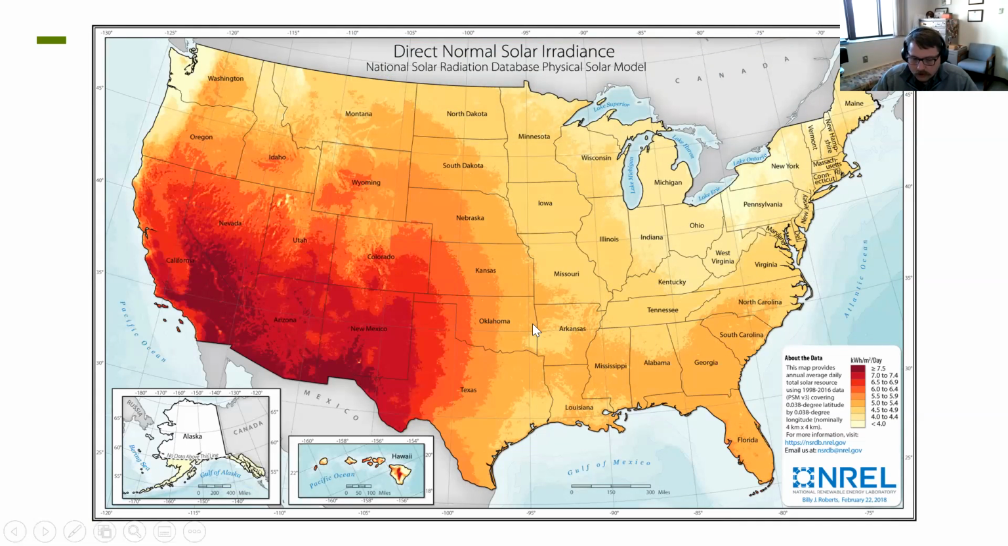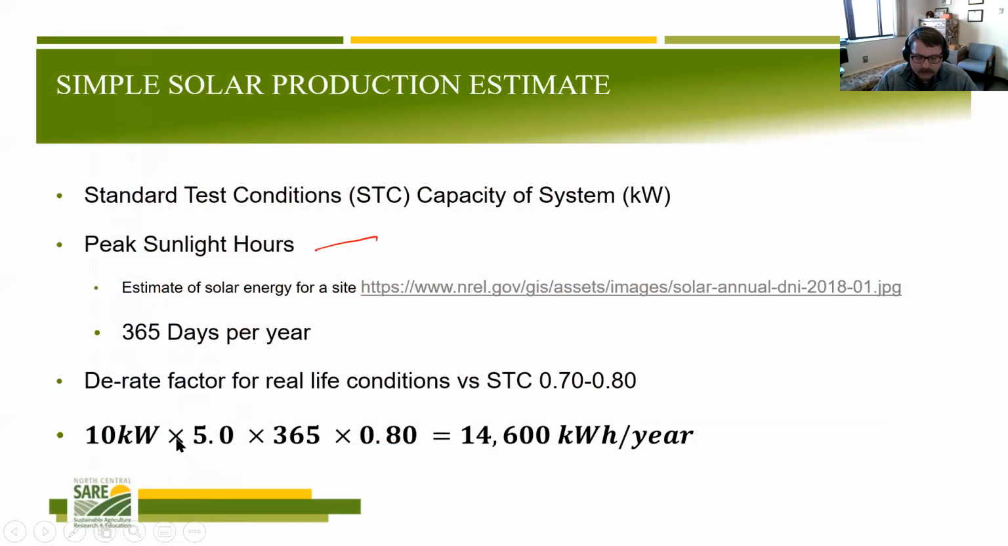So if we look at a peak sun hours chart, if I'm here in Nebraska, say in southeast Nebraska, I want to use a number somewhere between 5 and 5.4. Where Eric is in Ohio, he's going to be somewhere between 4 and 4.4. And that's why in that previous example, I used the number 5.